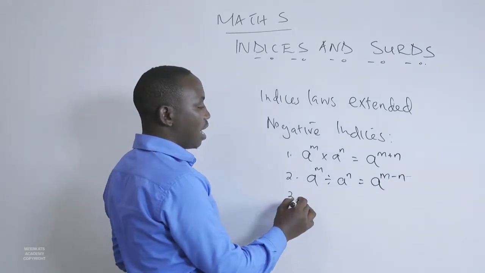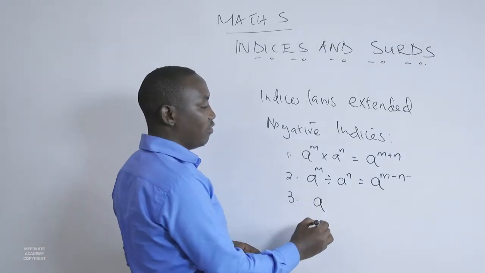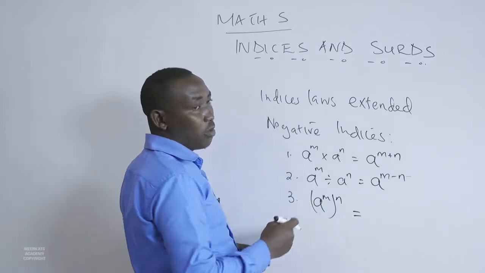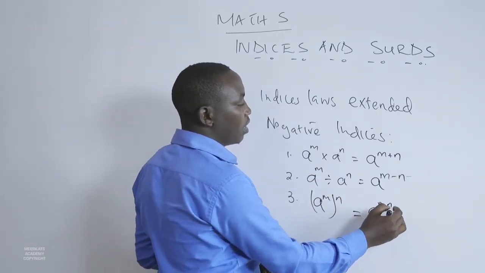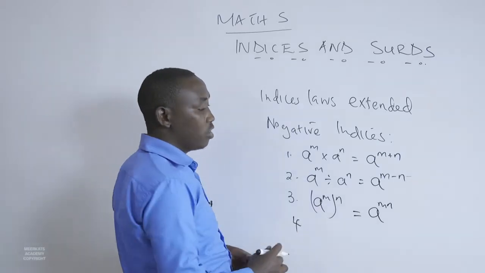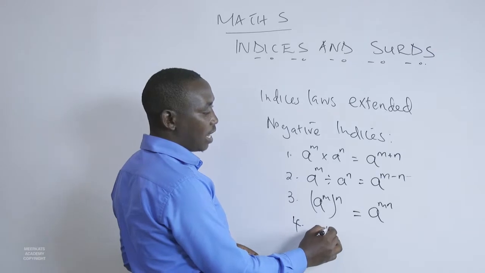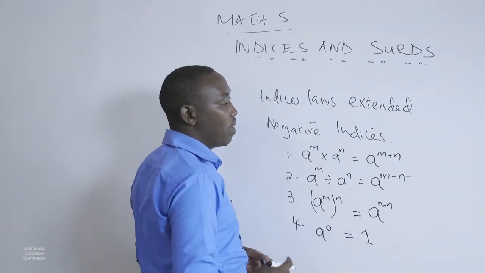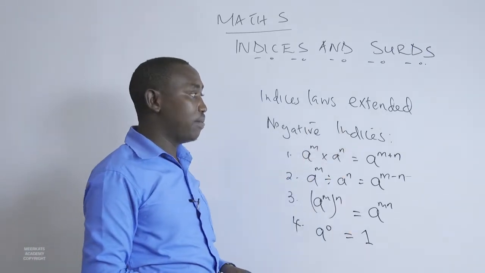We were able to look at the third one, where you have a power of another power, like if you have a raised to m, all raised to n. That means we are going to multiply the powers to give us a raised to mn. And then the fourth one was on the zero index. If you have a raised to 0, the result will always be 1. The extension deals with the same.